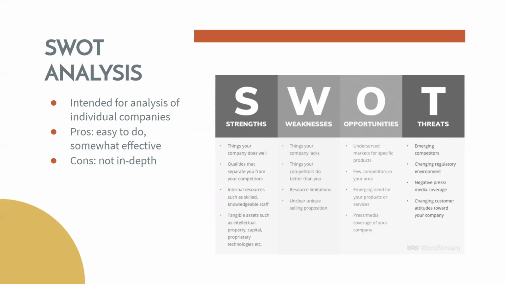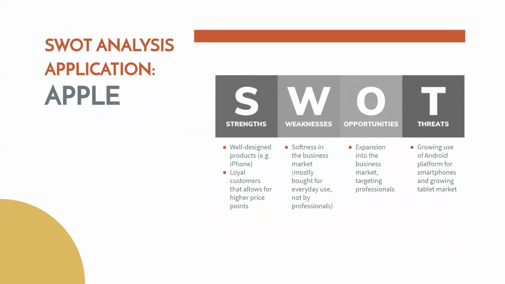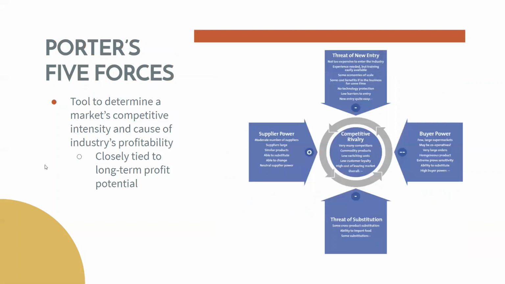And when you start writing your papers, you can refer to different aspects of SWOT analysis that you did throughout the competition season. So applying the SWOT analysis to Apple, you can see that Apple has well-designed products and loyal customers, but their products are not used often by business professionals. However, this weakness is an opportunity for Apple to expand into the growing business market. Apple is also currently facing the threat of the growing use of Android for smartphones and emerging competitors for almost all of their products. So that's pretty much it for the SWOT analysis.